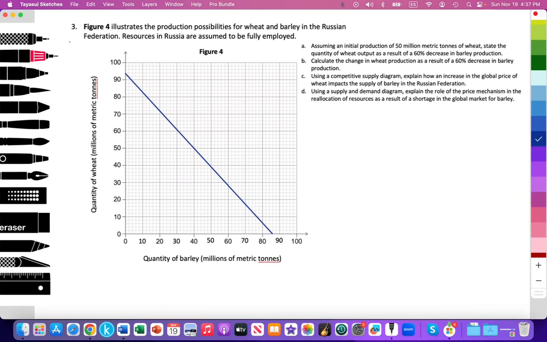So here we have question number 3, which is a part of a series of questions within the playlist. It says here, figure 4 illustrates the production possibilities for wheat and barley in the Russian Federation. Resources in Russia are assumed to be fully employed, so we're using all of our land, labor, and capital, all of our inputs, and the most amount of outputs that can be generated is illustrated by this blue production possibilities curve. On the y-axis, we're measuring the quantity of wheat in millions of metric tons. On the x-axis, we're measuring the quantity of barley in millions of metric tons.